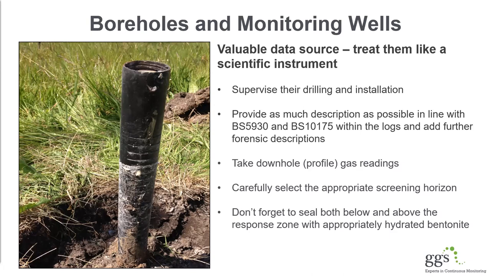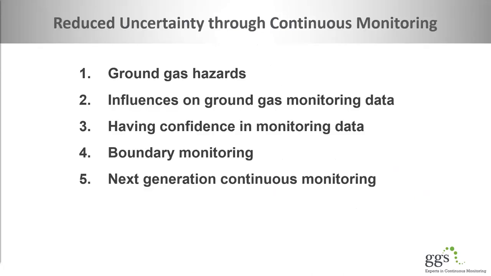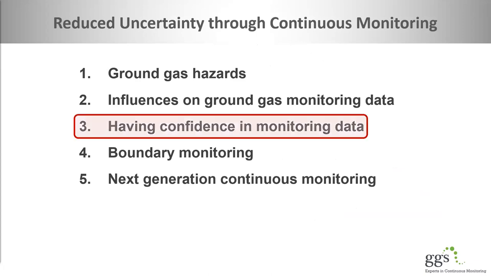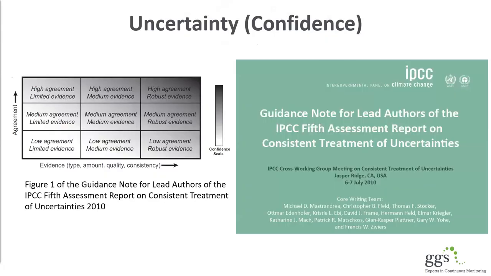It's very valuable stuff. So once we've got our monitoring wells, what do we do? How do we get confidence in our monitoring data? First of all, what do we mean by confidence? Another word for it is uncertainty. There's an IPCC document that talks all about uncertainty, and it's quite useful and can be applied to various areas of science, including our sector and ground gases.